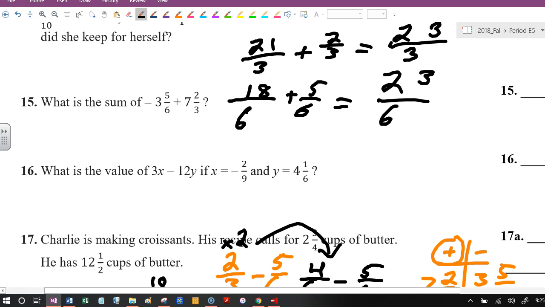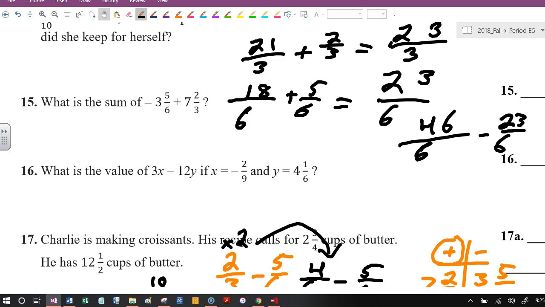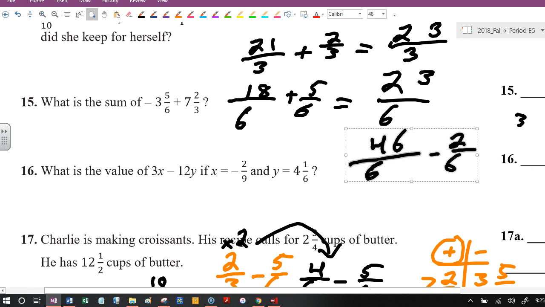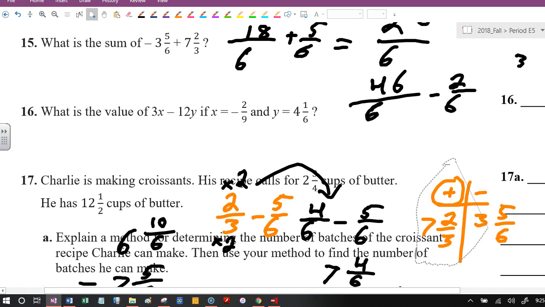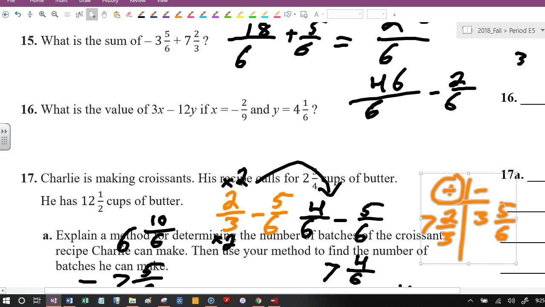All right, 23/3. How do we make it a common denominator? Multiply top times 2, right? This top fraction, we get 46/6. And now we have to subtract 23/6. All right? How do we know we're subtracting 23/6? That's not what this says, right? How do we know we're subtracting? Because of this, right?